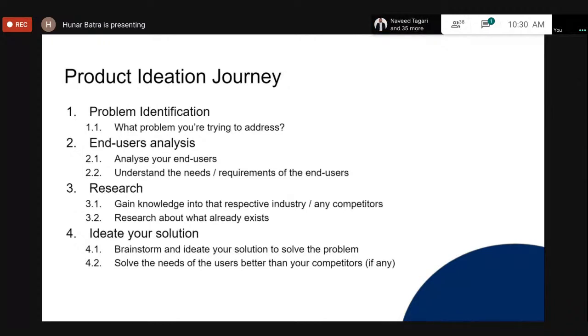So when you're at the fourth stage, you've got enough information about what problem exists, who your end users are, and you've got enough research about the market and industry. Now it's time for you to ideate your solution, brainstorm, and make it your product, which is something unique at least. Try to add some unique element to it, and brainstorm and ideate a product that can help solve the needs and requirements of your end users. So this is mainly how the product ideation journey should go, based on my experience.